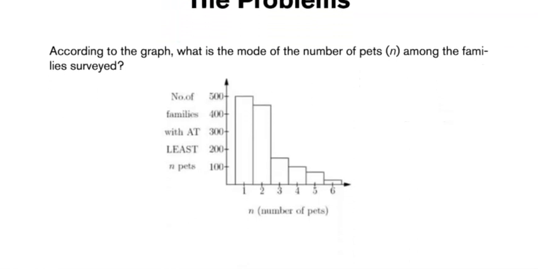Next, we have, according to the graph, what is the mode of the number of pets among the families surveyed? So you want to be really careful here because the mode initially looks like it's going to be 1. That's the biggest column, but that is misleading. We have to read this chart a little more carefully. The y-axis says number of families with at least n pets, which means that about 500 families have at least 1 pet. So if 500 families have at least 1 pet, and let's estimate the next one to be about 450, 450 families have at least 2 pets.